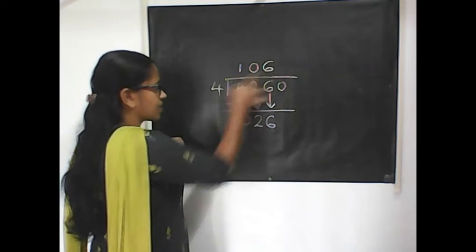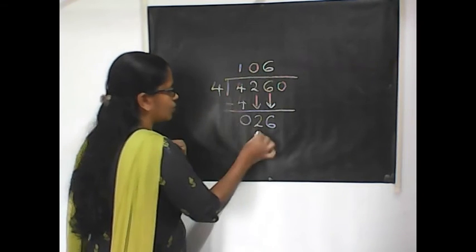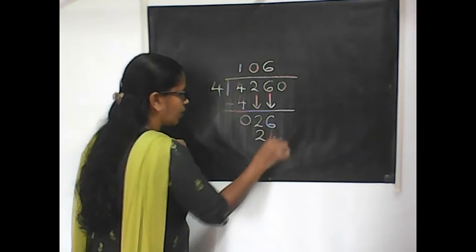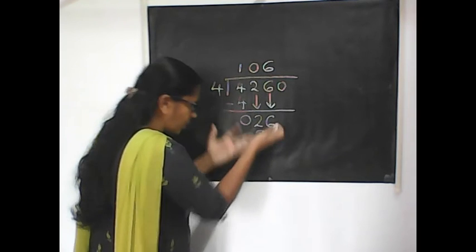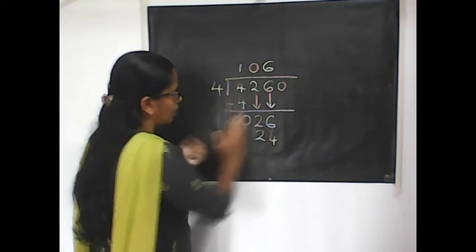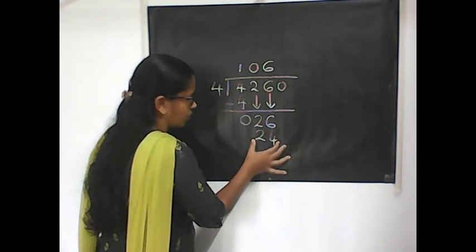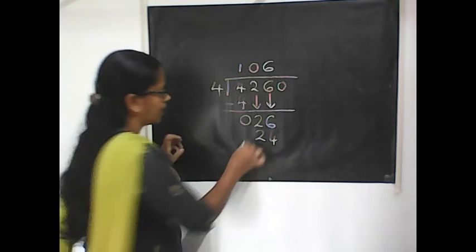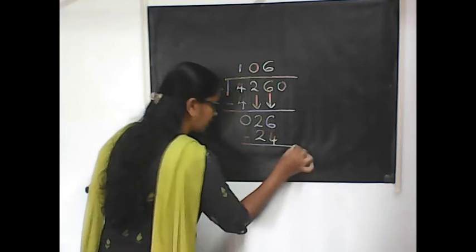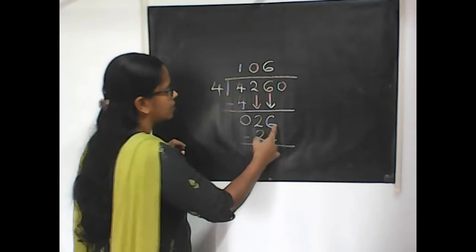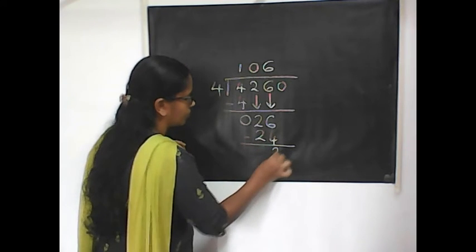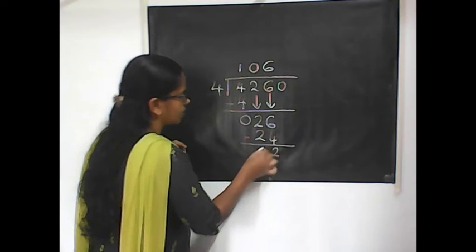Then multiply 6 into 4. 6 4s are 24. Write 24 there. Which number have we taken? 26. So, below that 26, don't consider the 0, you can avoid it. We took 26 together. So, just below that 26 you write 24. Then third step, after multiplication and division, subtraction. 6 minus 4 is 2. 2 minus 2 is 0.